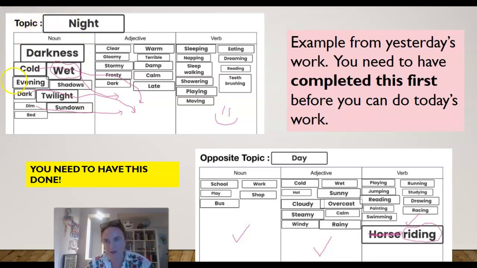So she has her nouns, her adjectives and her verbs that have got to do with night. And on this sheet, she also had her nouns, adjectives and verbs that had to do with the opposite topic, day. So Lily's done all her planning. So Lily is ready to write her diamante poem today.